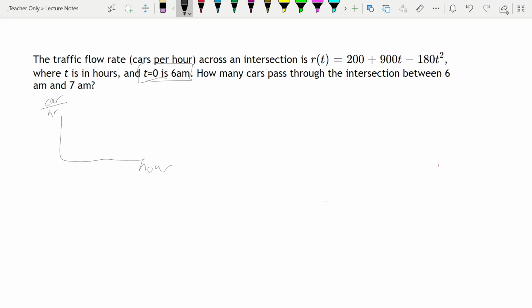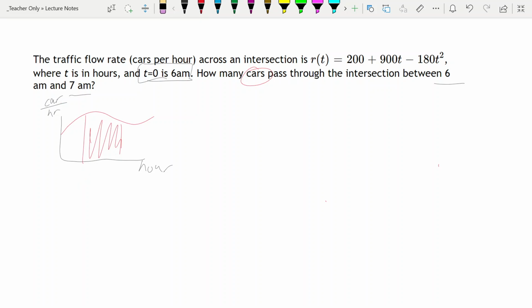How many cars pass through the intersection between 6 a.m. and 7 a.m.? Okay, so here we go. If they want to know the number of cars that pass through the intersection, not cars per hour, but the actual number of cars, how am I going to take my function that is measuring cars per hour and turn it into cars? Well, hopefully we recognize that whatever that curve may look like, if we find the area under it, that would be calculated.